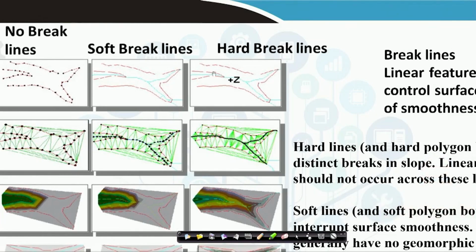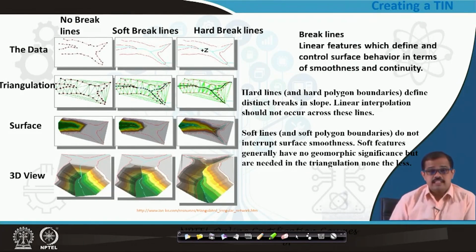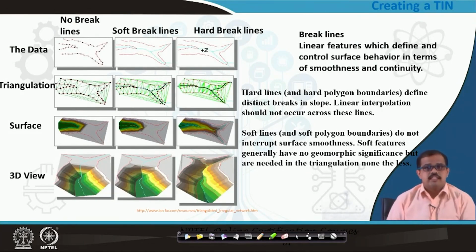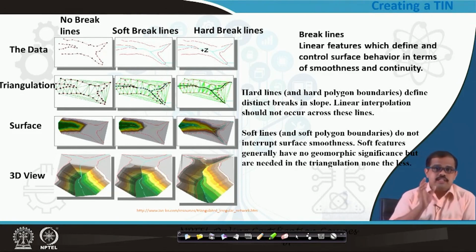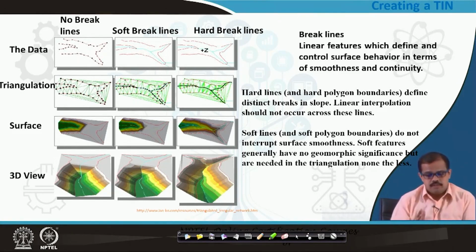Okay. So, when we are looking at this one, the hard lines define the distinct breaks in a slope, that is why you need a hard line. It actually says where the distinct values are that break in a slope. Linear interpolation should not occur across these lines. This is an added constraint here. There should not be any linear interpolation across them.